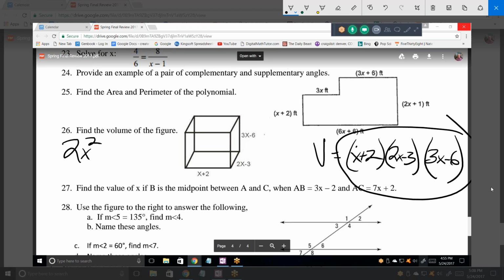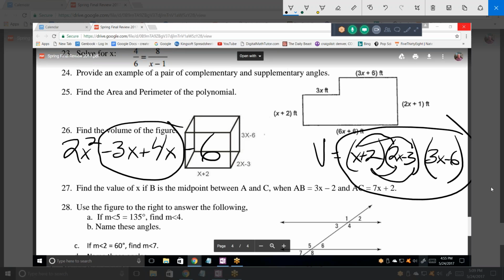What you're doing is this term times that. Then you're doing that term times that. That's the O of FOIL, the outside terms. Then you're doing the inside terms. That's the I of FOIL. And then you're doing the last two terms. That's the L of FOIL. So I get 2x squared minus 3x plus 4x minus 6. Now, these two middle terms usually combine. So now I've got 2x squared plus x minus 6. That's the trinomial I get when I multiply these two first binomials.